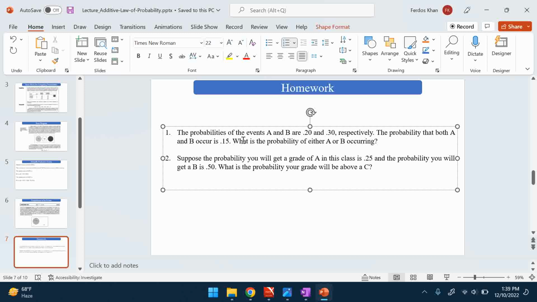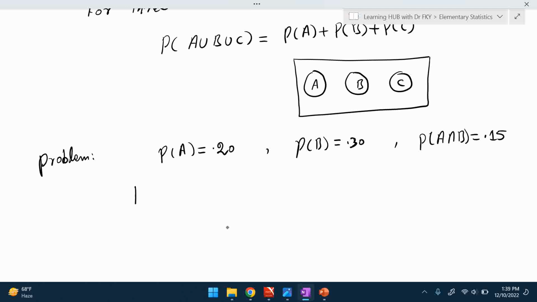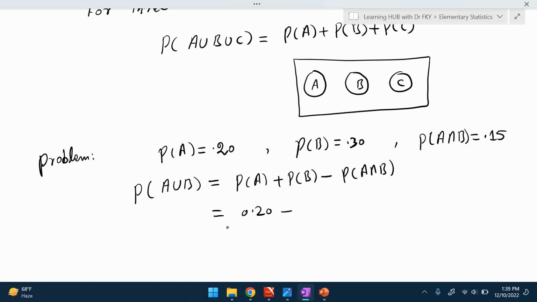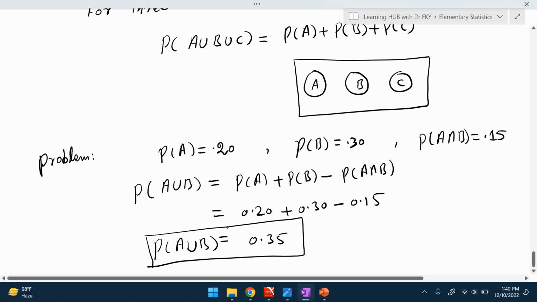And now the important thing is to remember the statement of what they ask from us. What is the probability of either A or B occurring? This means that we need to use the additive rule of probability in this case. So the probability of either event A or B is like this. And remember that this is a problem of not mutually exclusive events because there is a common point. This means that probability of event A plus probability of event B minus probability of A intersection B. So this means 0.20 plus 0.30 minus 0.15, and this gives us that the probability is 0.35 for probability of A union B. So the probability of either event A or B occurring is 0.35 for this problem.